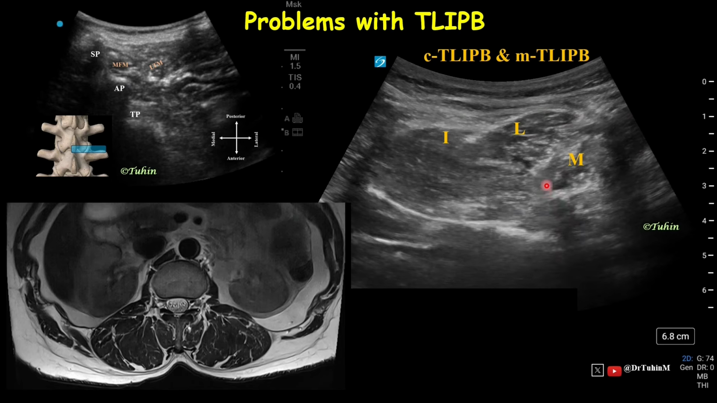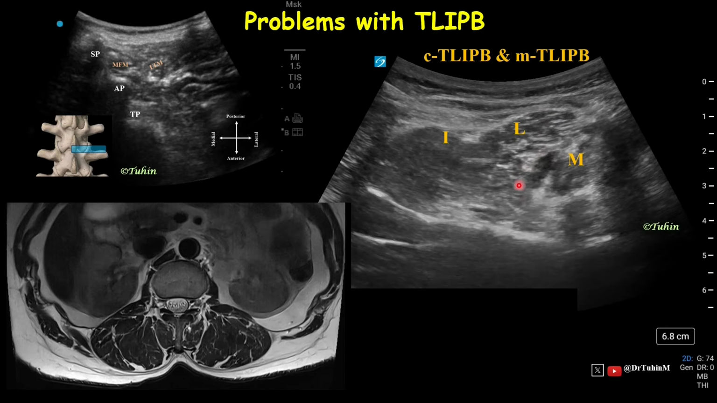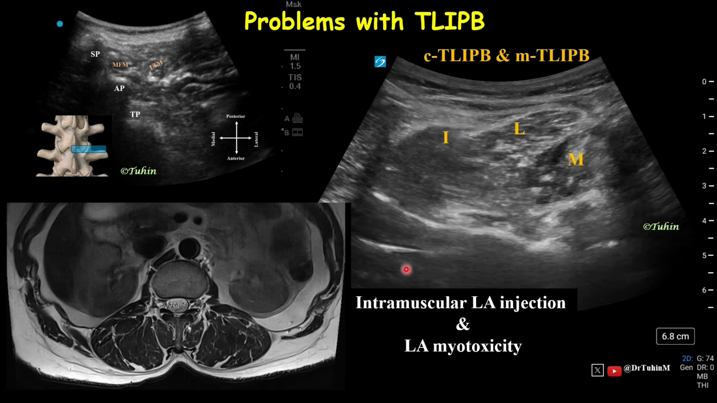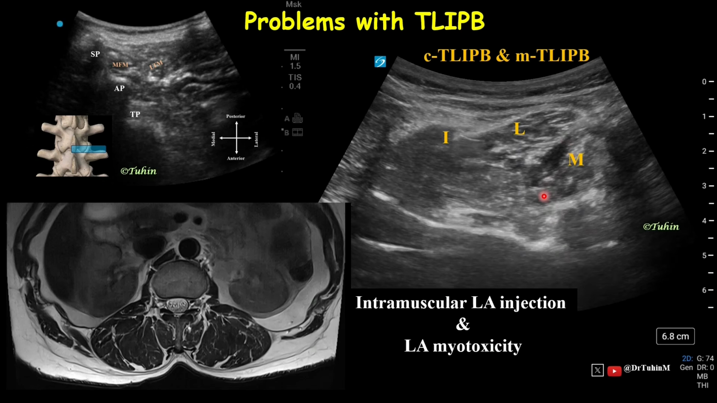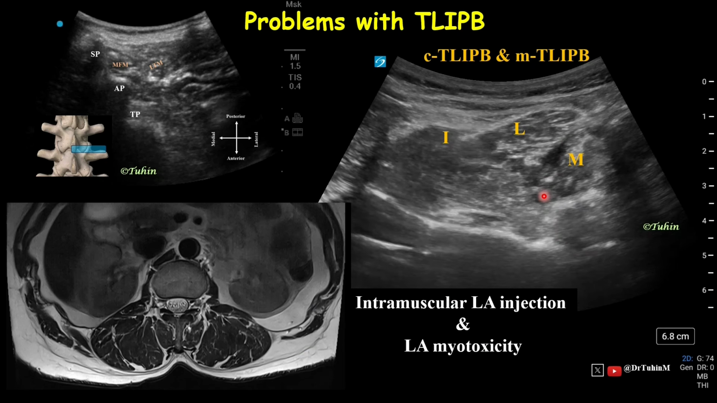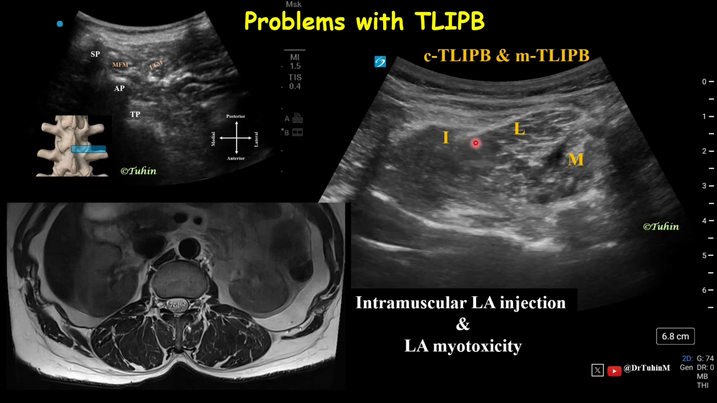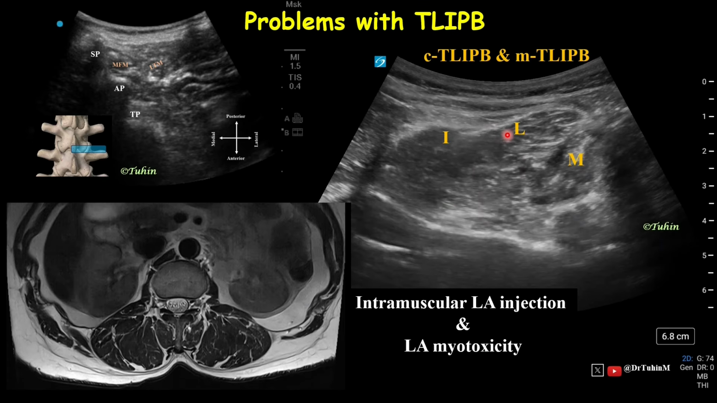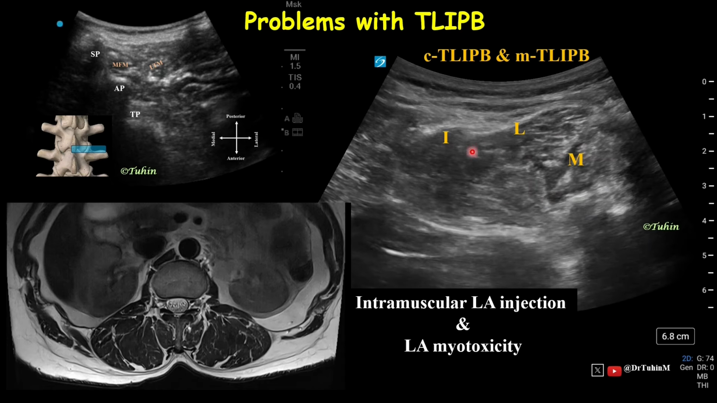So what we can do is use some saline to hydrodissect and identify the correct plane, but still there is a possibility of higher intramuscular local anesthetic injection, LA myotoxicity and subsequent weakness of the muscles. So this is the difference between the intermuscular septum between the longissimus and the iliocostalis.